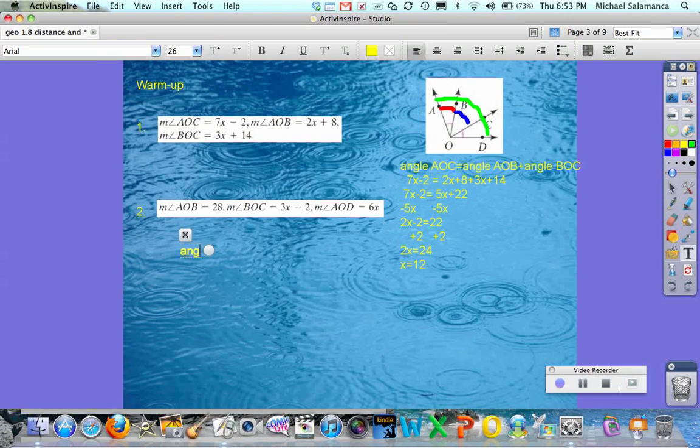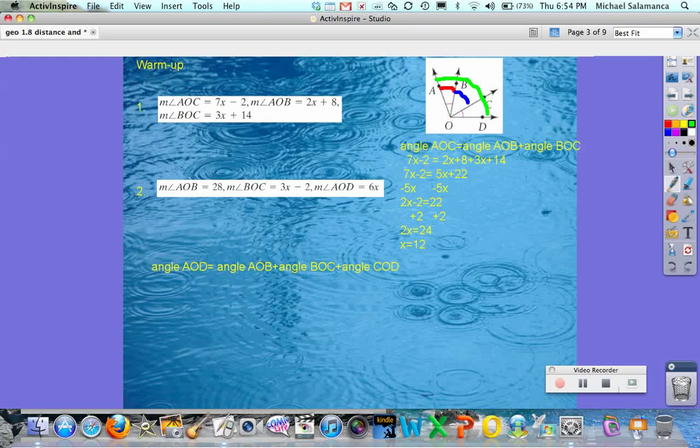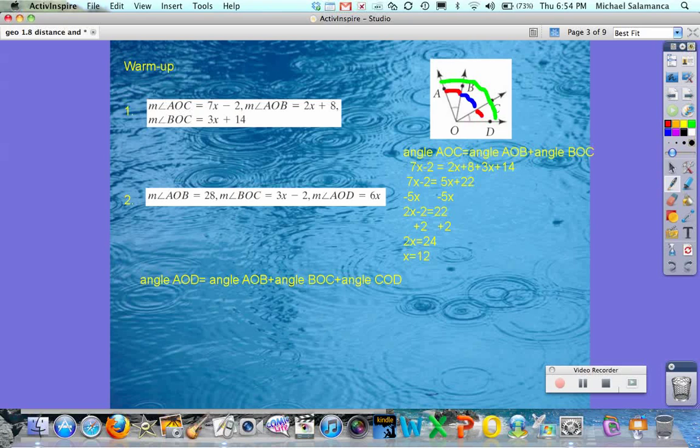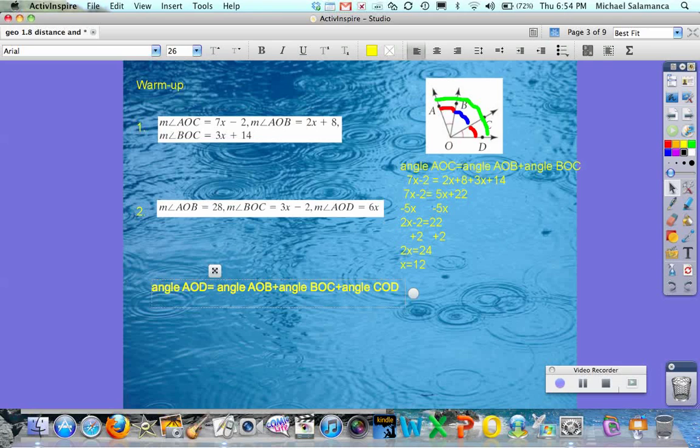Don't we know that angle AOD is equal to angle AOB plus angle BOC plus angle COD? That's COD I'm going to do in red. So if I add up the two red arcs that I just drew and the one blue one, isn't that equivalent to angle AOD? Therefore, AOD, they said, is 6x. AOB is 28 plus BOC, which is 3x minus 2. And you'll notice angle COD is congruent to angle AOB, so that's also 28.